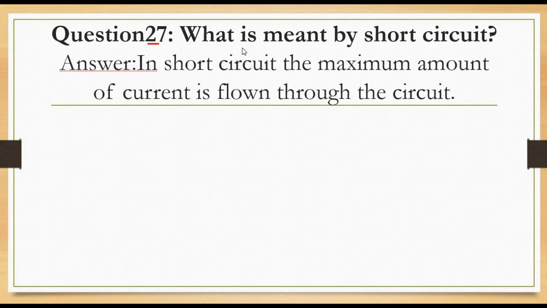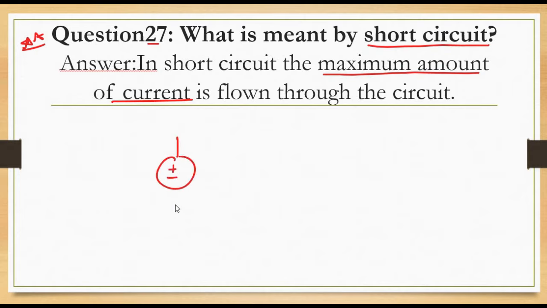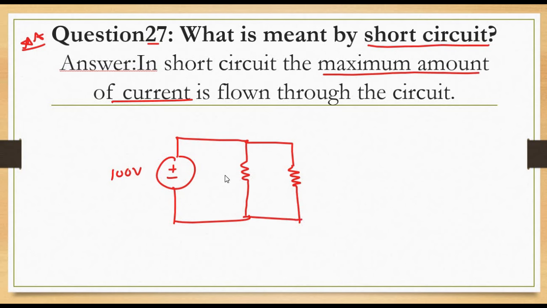Question number 27 is, what is meant by short circuit? This is also an important question. In short circuit, the maximum amount of current is flown through the circuit. For example, this is 100 volt, this is one resistor, and this is another resistor. This is R1 and R2.